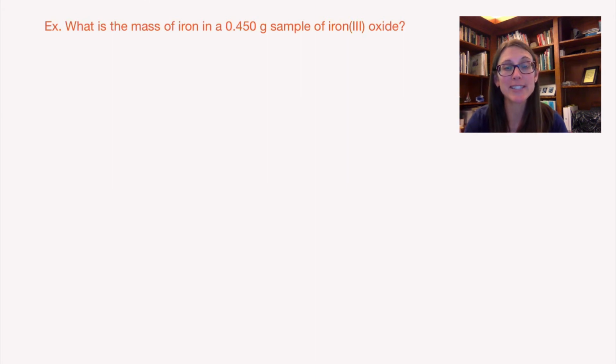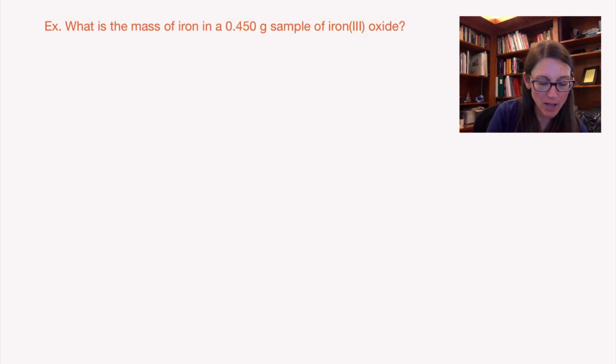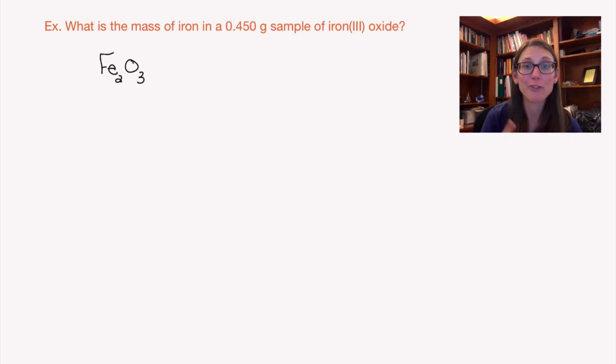So for example, let's say I have a sample of iron(III) oxide and I've got 0.450 grams. And I want to know, well, what's the mass of the iron in that sample? Well, if I know the percent composition, I can then use that in combination with the mass to figure out the mass of just the iron. So let's find the percent composition of iron in iron(III) oxide. The formula for iron(III) oxide is Fe2O3.